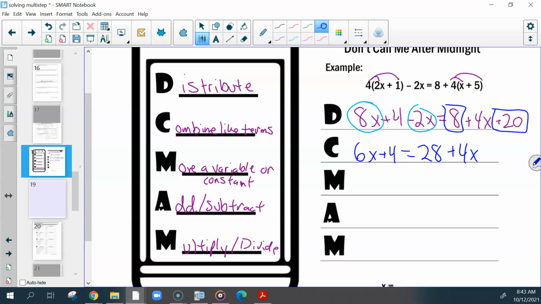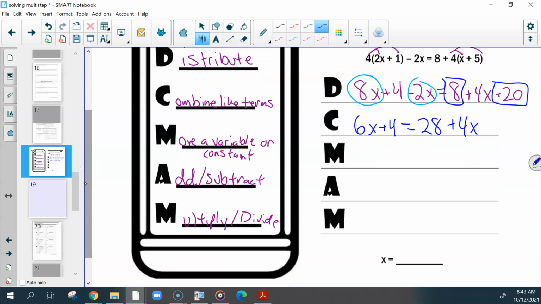The Me part, the move a variable or constant. When we have variables on both sides, our goal is to get all of the variables on one side and all of the constants, or numbers without variables, on the other side. When you do this, you kind of have a choice. We're going to do this part a couple more times after we finish this problem.